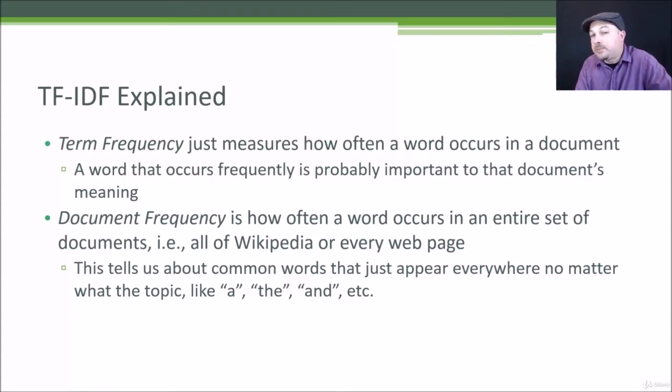Document frequency, same idea. Named a little bit confusingly, but all it is, is the frequency of that word across the entire corpus of documents. So how often does this word occur throughout all of the documents that I have, all of the web pages, all of the articles on Wikipedia? For example, common words like "a" or "the" would have a very high document frequency, and I would expect them to also have a very high term frequency. But that doesn't necessarily mean they're relevant to a given document. And you can kind of see where we're going with this.